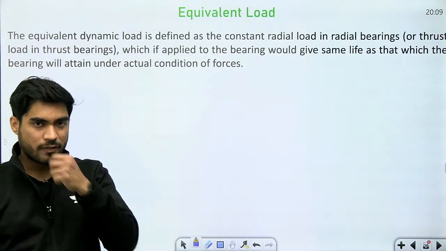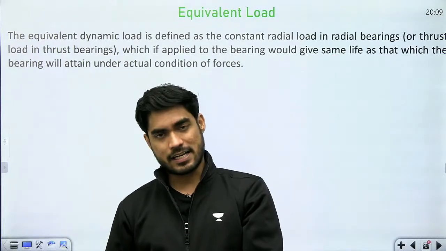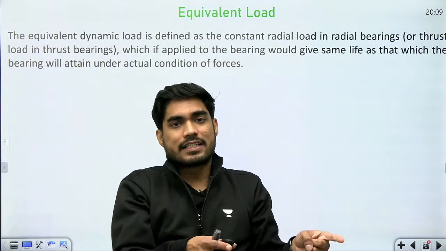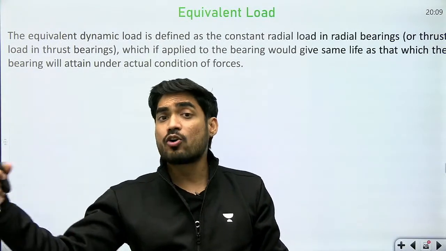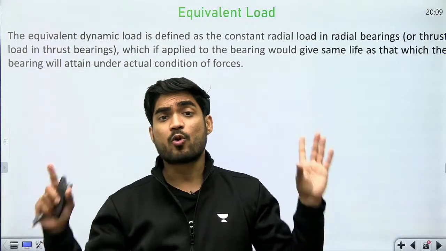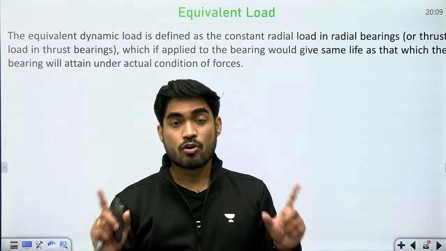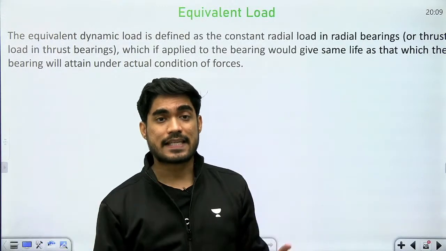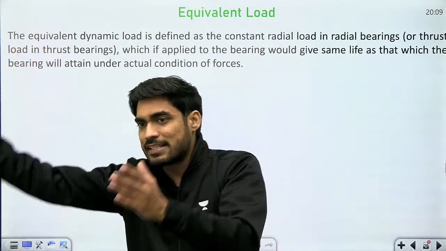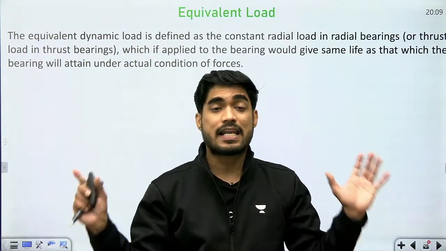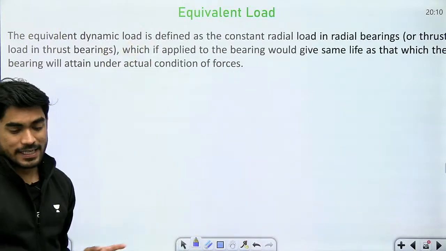मतलब कि equivalent load मतलब क्या? If there is radial load as well as axial load, and if I convert these two loads into one single load, then that load will be equivalent load provided that you get the same life under both conditions. दोनों condition में life क्या मिलेगी? Same. Means radial load and axial load both are acting, and only one single load is acting. In both cases the life will be same. So that single load will be known as equivalent load.